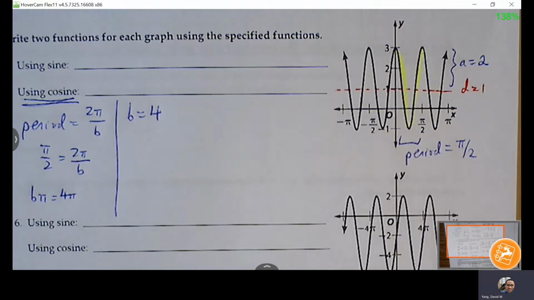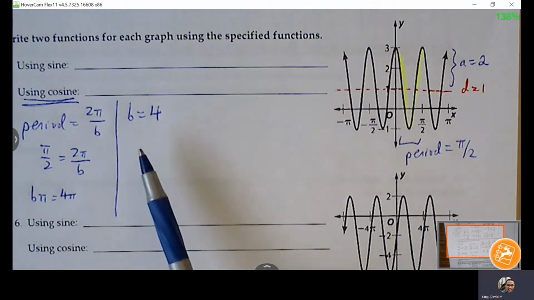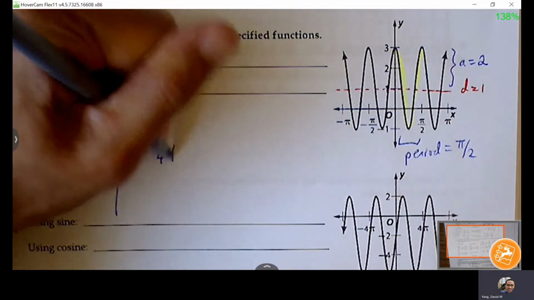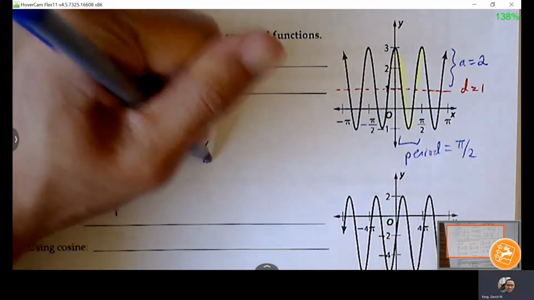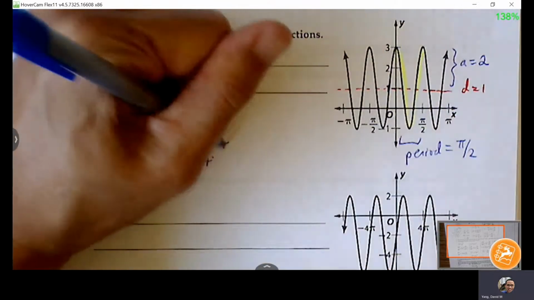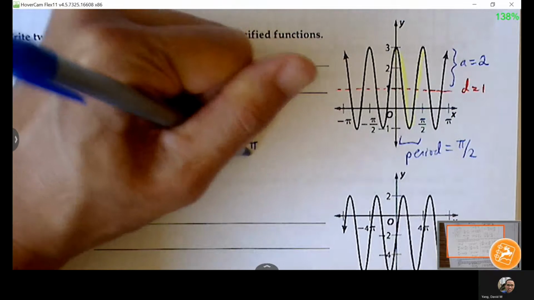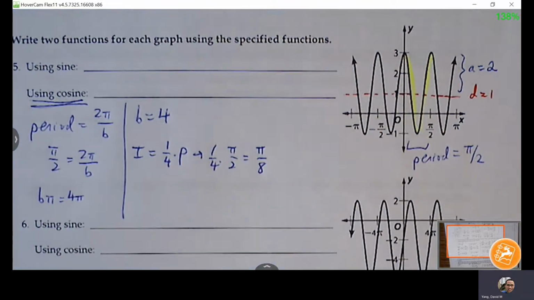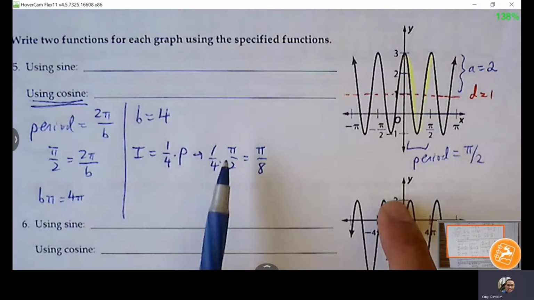Now, this may not be as important right now because there's no shift going on, but I think it's helpful if we go ahead and find our interval. Okay, so our interval is 1/4 times the period. Our period is pi over 2. So our interval is pi over 8. Okay, so we'll hold on to that information. We're not going to need it right now, but we may need it a little bit later.